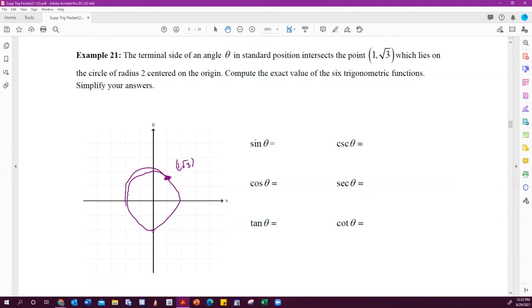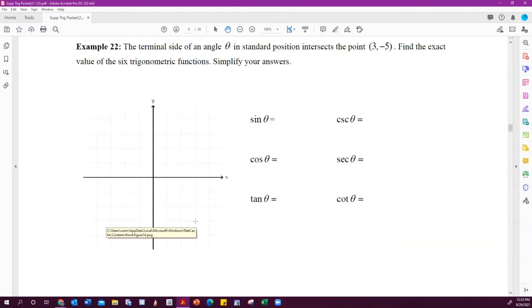So the terminal side of an angle. So the angle is going through here. It goes through this point at 1 comma rad 3, but unfortunately this is on a circle that has a radius of 2. So that means that this side down here is 1, this side is rad 3, and this is a 2. Looks a whole lot like our 30, 60, 90 triangle, doesn't it? Notice that the sine of 30 is the opposite over hypotenuse, the cosine is the adjacent over the hypotenuse, and the tangent is the opposite over the adjacent. To get the cosecant, this is a reciprocal. Reciprocal of cosine gives you secant, and the reciprocal of tangent gives you the cotangent.